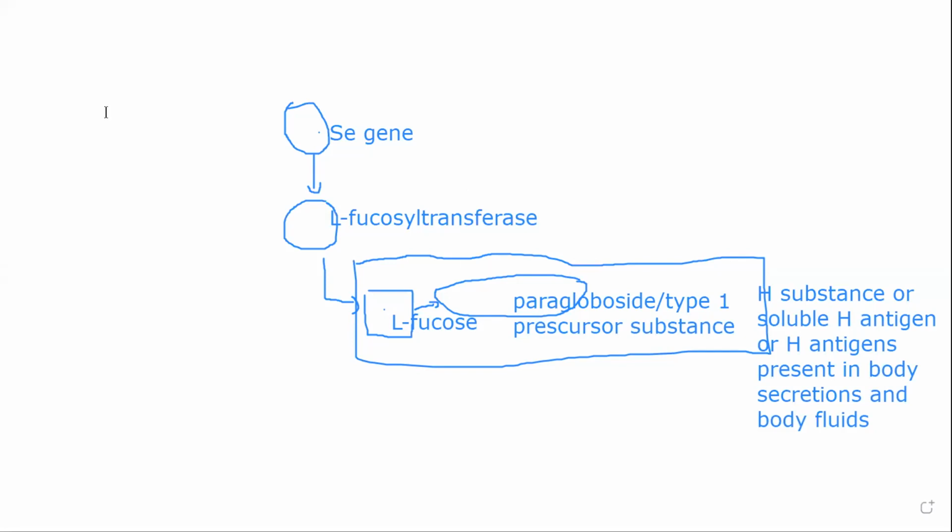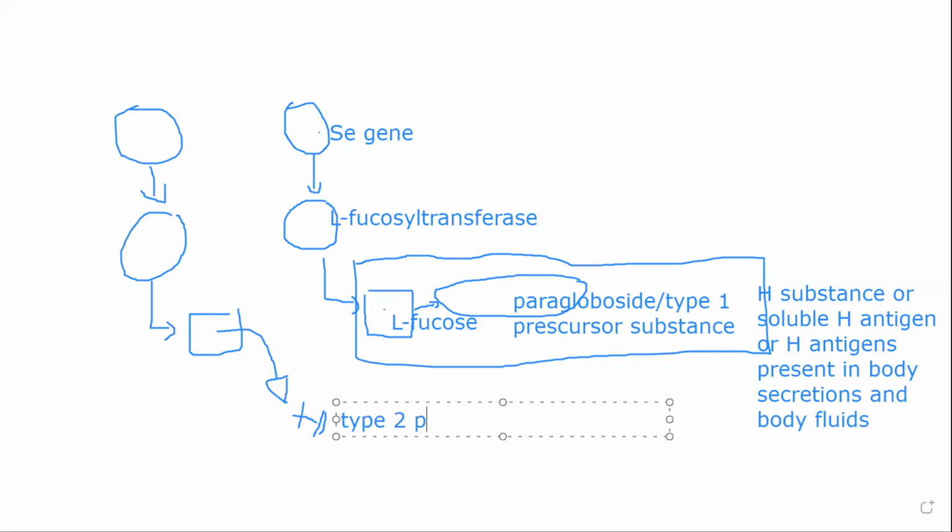Paano naman kapag yung H antigen on the red cell? We have here the inheritance of your H gene, para lang ma-differentiate. The inheritance of your H gene will now produce the enzyme called your L-fucosyl-transferase. And this enzyme will now add the sugar L-fucose to the structure, to the type 2. This is the type 2 precursor substance.